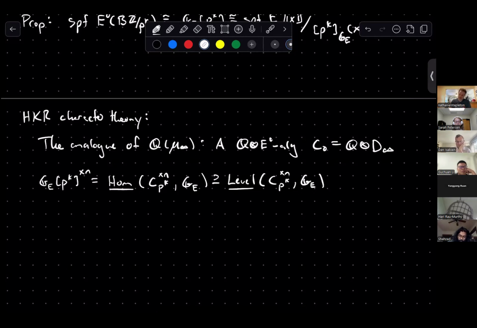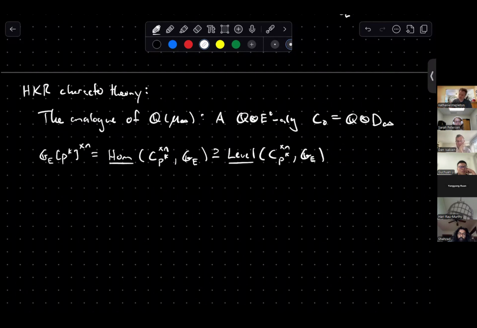And what level tries to capture, this is not an abelian group scheme anymore. This tries to capture the injective maps from CP to the K to the N into GE. So it turns out injective is not something you're allowed to say for reasons of functoriality. But there is a good approximation to injective.